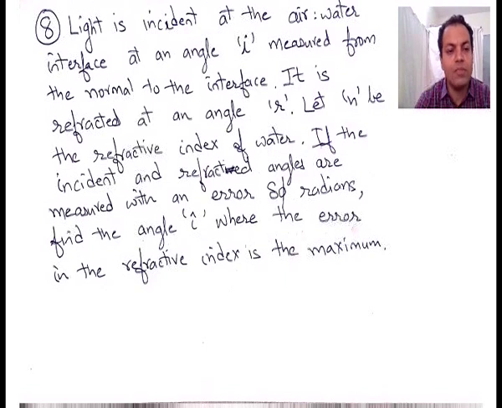Let us look at the next problem, which is from a very different area of physics. This is optics. Light is incident at the air-water interface at an angle I measured from the normal to the interface. It is refracted at an angle R. Let n be the refractive index of water. If the incident and refracted angles are measured with an error delta phi radians, find the angle I where the error in the refractive index is the maximum.